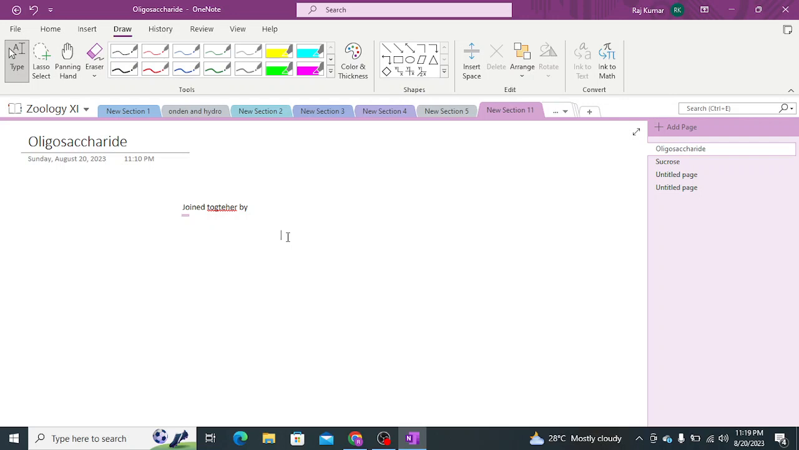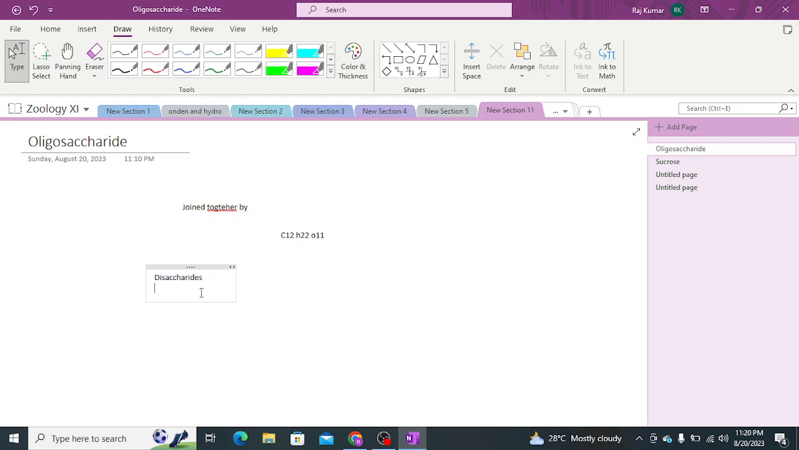And what is the general formula? The general formula is C12H22O11. These are divided into their types depending on the number of monosaccharide units. For instance, we have disaccharides, trisaccharides, tetrasaccharides, pentasaccharides, hexasaccharides, and so on. But most commonly, we have disaccharides. Disaccharides are the most common oligosaccharides in carbohydrates, and these are the ones we are going to study right now.